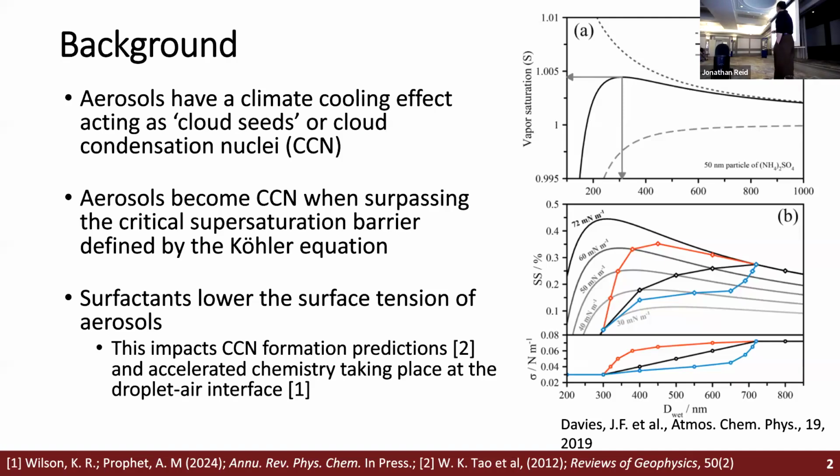So aerosols can have a climate cooling effect by acting as cloud seeds or cloud condensation nuclei. They become CCN when they surpass the critical saturation barrier defined by the Köhler equation. And this barrier can be lowered with lower surface tensions. Surfactants can lower the surface tension of aerosols, which can have implications in terms of the CCN formation predictions that models make, as well as accelerated chemistry that takes place at the droplet air interface.